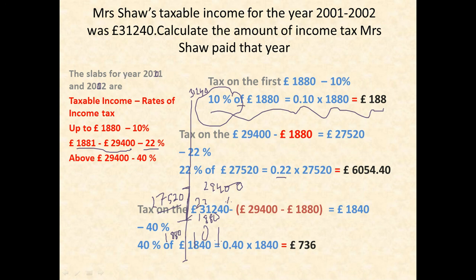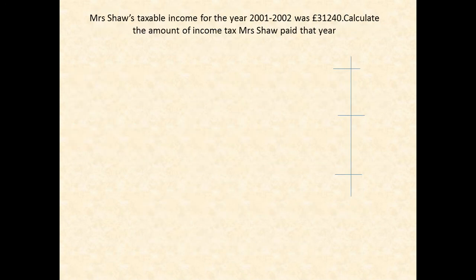Now you can see after 29,400 is this part, which looks bigger, but this is the next part above, and that is 1840. And income tax paid is 40%, which is 736 pounds. Let's give you again an example.